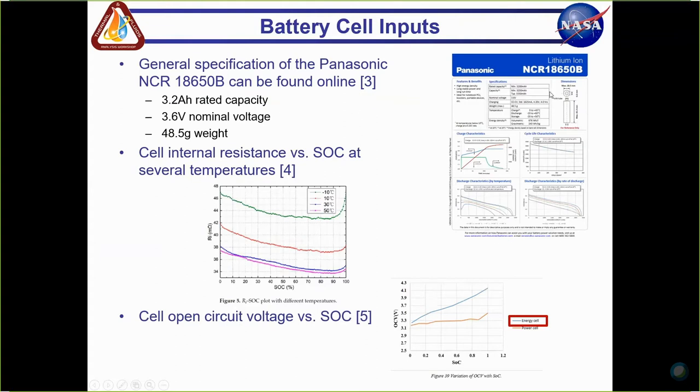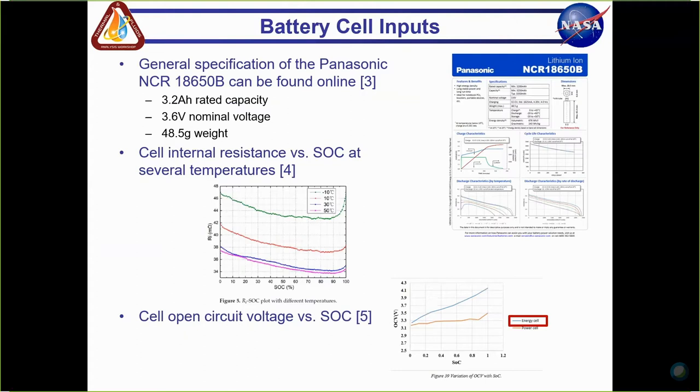If we look at the cell in particular, there are some general specs that can be found for the Panasonic NCR 18650B cell, including a general spec sheet that was readily available, which is very nice. It gives you things like rated capacity, nominal voltage, weight, charge and discharge behavior, and even cycle life. So there's a lot of good information readily available online for this.